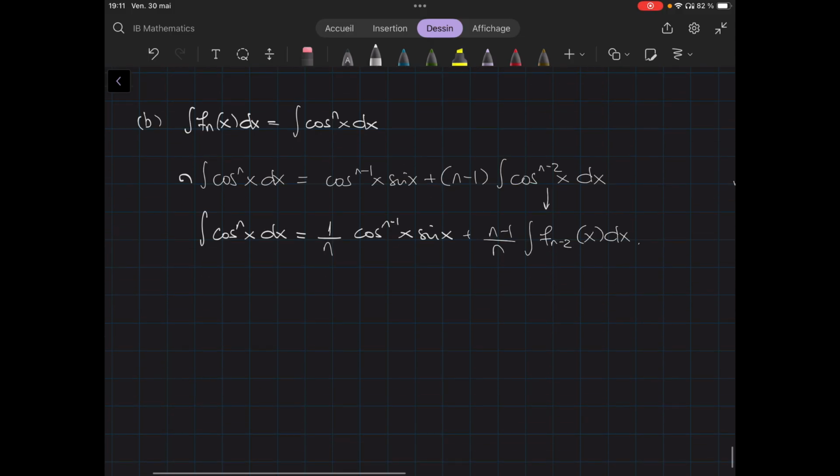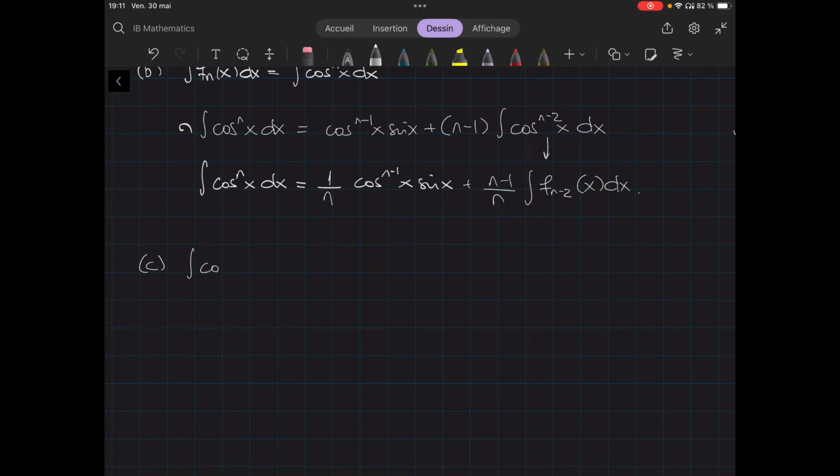Part C now asks us to make use of this reduction formula on the integral of cos to the 4 of x dx. This is essentially f_4 of x, correct? Sorry, the integral of f_4 of x. So let's use the reduction formula once, and we will see what we have there. If n is equal to 4, the first term is going to look like this. Then 4 minus 1 divided by 4, and the integral of f_n minus 2 now becomes f_2.